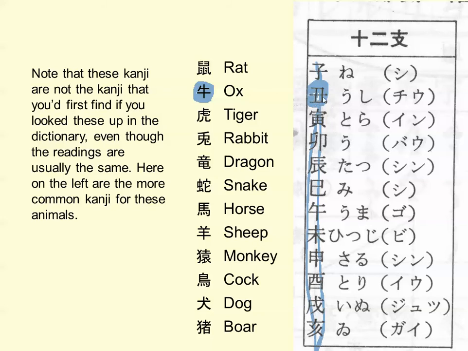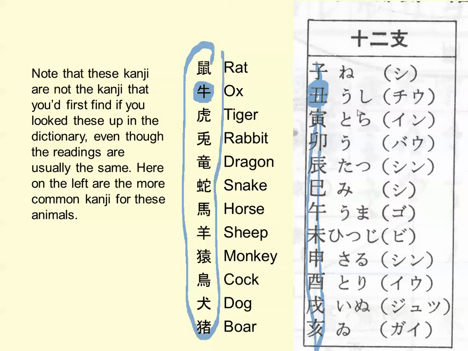Usually, there are some exceptions, but of these 12, most of these kanji have the same reading as the ones that we see over here on the left-hand side, like ushi, for example, ox, or tora, tiger. So the ones on the left are the more common kanji for those animals. If you were writing outside the context of the earthly branches, outside of the context of the Chinese zodiac, referring to these animals, then these kanji on the left are the ones that you would use. But in the context of the earthly branches, you're going to be looking at using these particular characters.